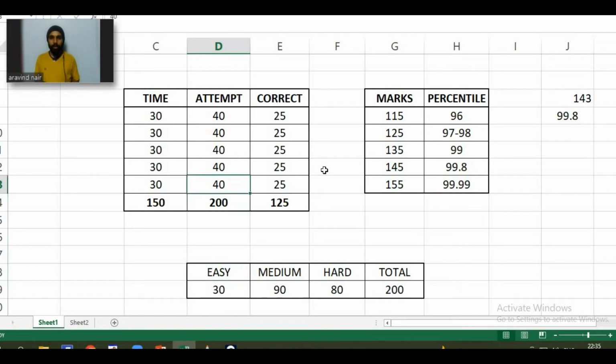So what I am doing here is, if this is the usual pattern, 30 easy questions, medium 90 questions, hard questions, this gives me 120 marks, right? So here, if I see this, 25 questions correct out of 40, 25 questions correct out of 40, like that way I am securing 125 out of 200, which is not 99.99%. But what we are missing here is the remaining 75 questions also I am attempting.